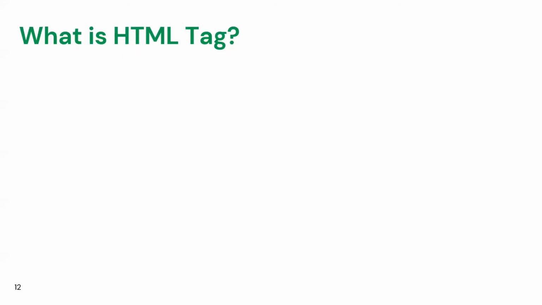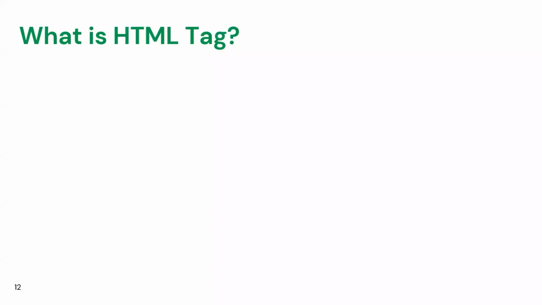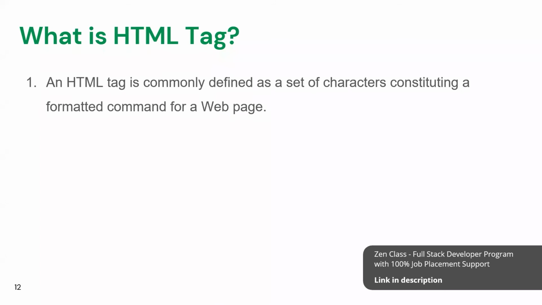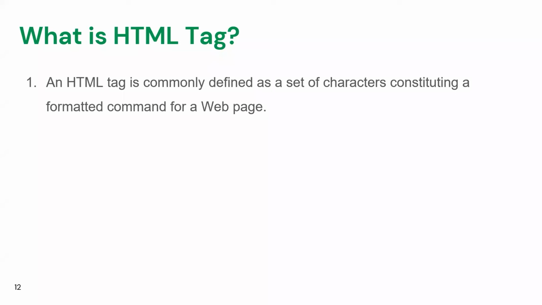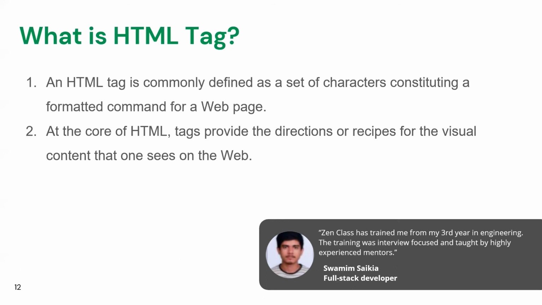Before seeing how we can design a page using HTML, we first need to understand the HTML tag. An HTML tag is basically nothing but a command. As I said earlier, HTML is defined by some specific commands, and each command has a specific type of task. Those commands are known as tags. An HTML tag is commonly defined as a set of characters consisting of a formatted command for a web page. At the core of HTML, tags provide the directions or recipes for the visual content that one sees on the web.